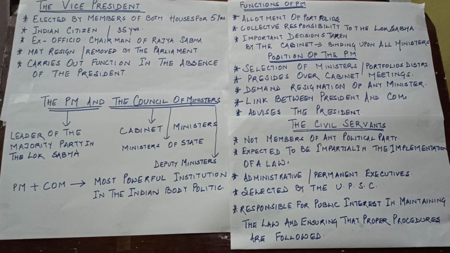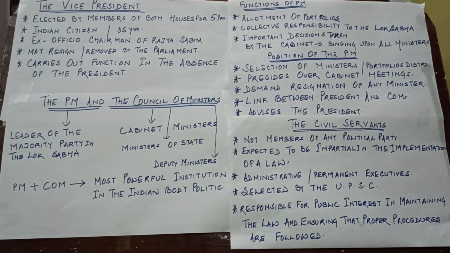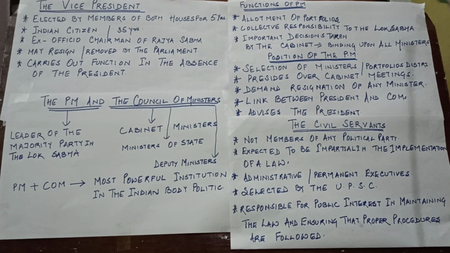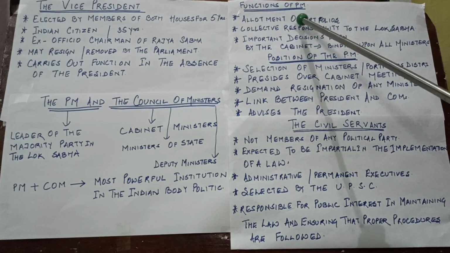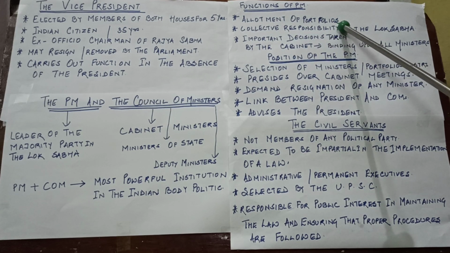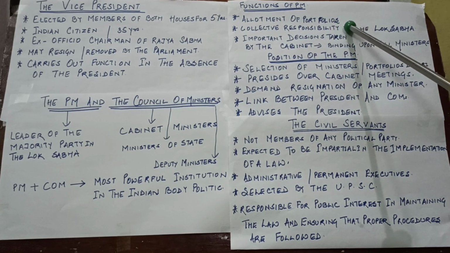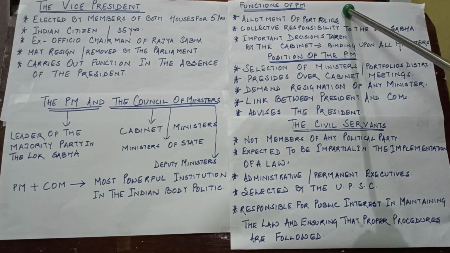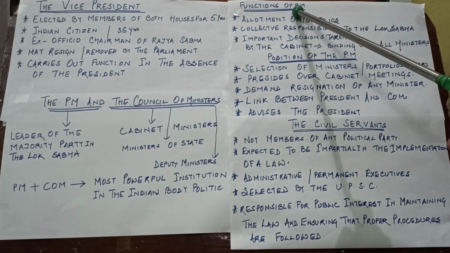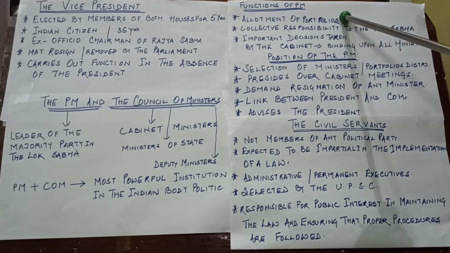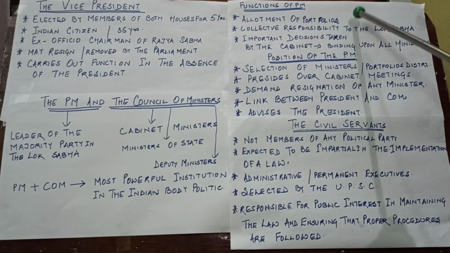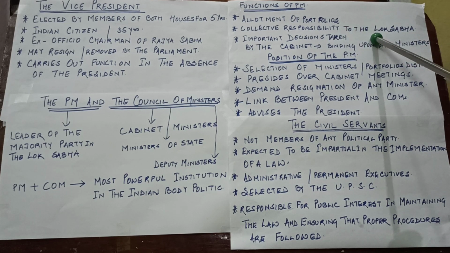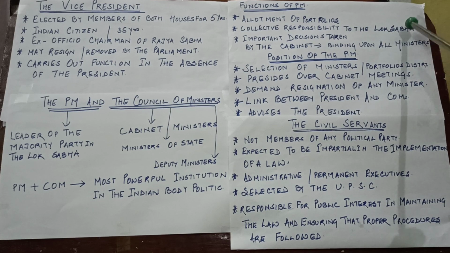Now coming on to the functions of the Prime Minister. With the appointment of the ministers, the Council of Ministers is formed. The Prime Minister allots one or more departments to each minister. This allotment of the department is called the portfolios. The ministers are known by their portfolios. For example, Minister of Defense, Minister of Finance, Minister of Health, etc.